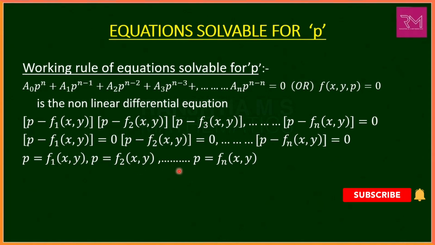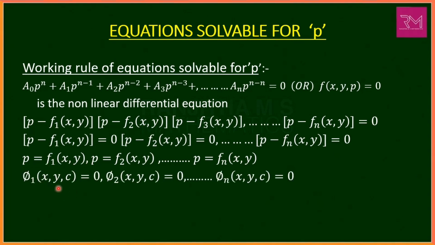In this step, if we separate the x value on one side and the y value on the other side and integrate this equation, we get phi 1 of x comma y comma c equal to 0, phi 2 of x comma y comma c equal to 0, etc., up to phi n of x comma y comma c equal to 0.